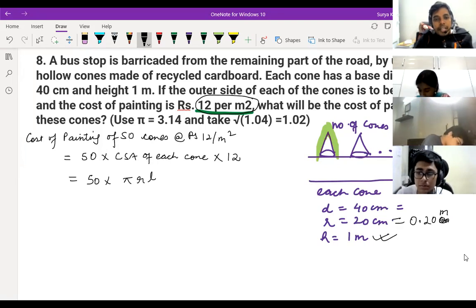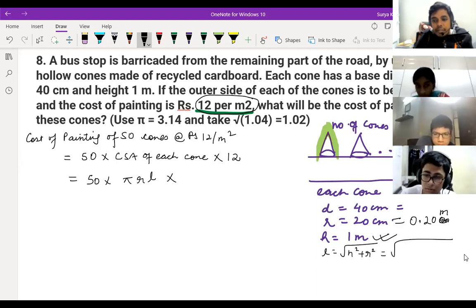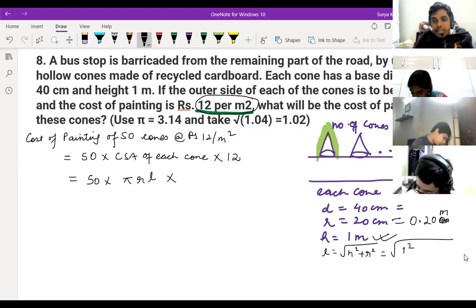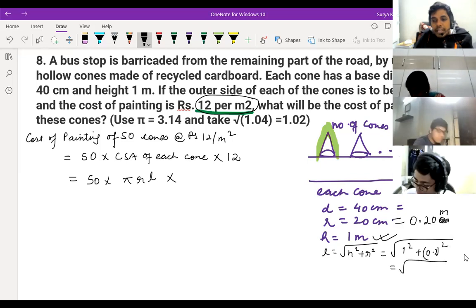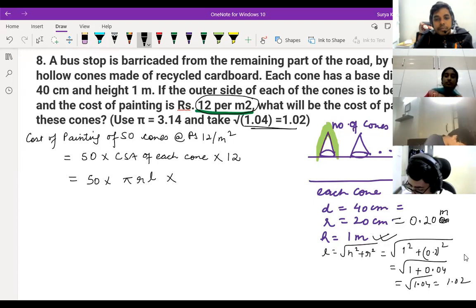So here pi RL, again you should find here L. What is the L over here? L is root of H square plus R square. What will come? Just find it out. H is 1, square, plus 0.2 whole square. So you'll get 1 plus 0.04, that is 1.04. They have given here, root of 1.04 is 1.02. See here, the question only they have given here. Root of 1.04 is 1.02.